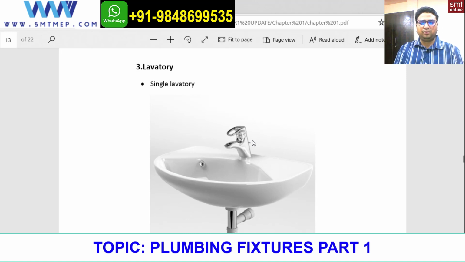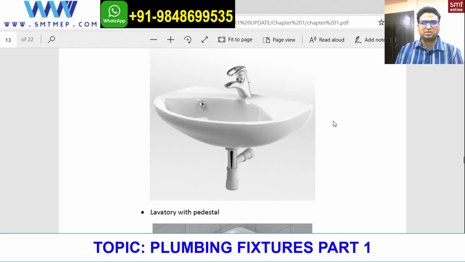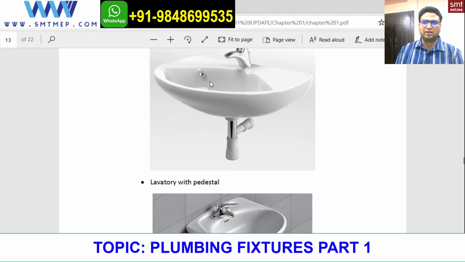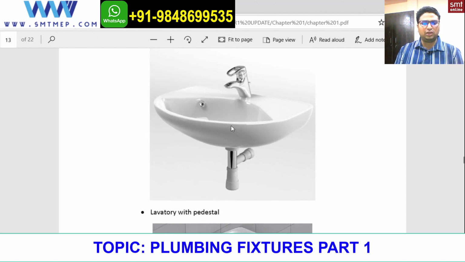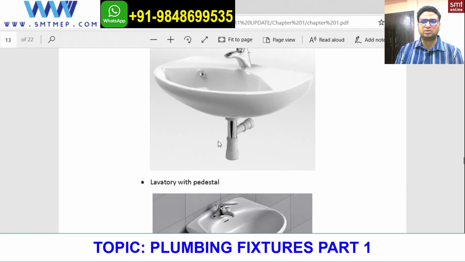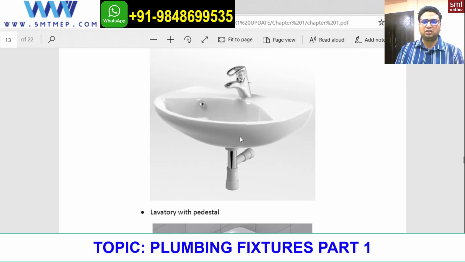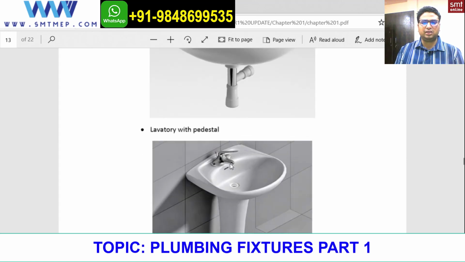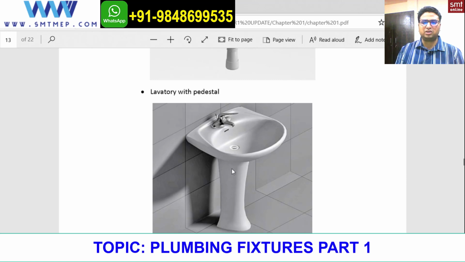Now the third thing we are about to see is the lavatory. A lavatory is nothing but a wash basin. There are two categories here: the normal lavatory and the lavatory with pedestal. Can you see these pipes here? The pedestal is just to hide them, because if I have a lavatory inside my project, it might be in a hall or somewhere in between, and exposed pipes do not give a pleasant look. It affects the interior.